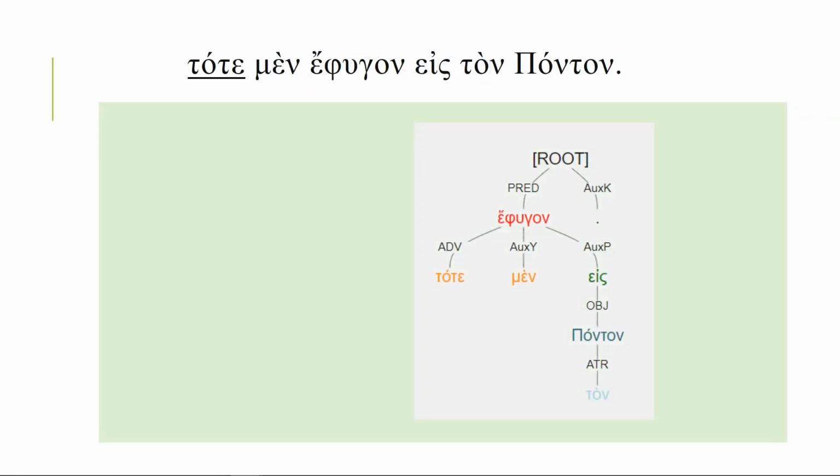Tote men effugon eis ton ponton. So effugon, they fled into the Hellespont, or sorry, into the Pontus. The Pontus is the Black Sea, and it's accusative place to which, so we're good there. What do you do with tote? Ah, it's an adverb. It means then. Men is then your sentence adverb, so it's labeled as an auxiliary. Then they fled to the Pontus.